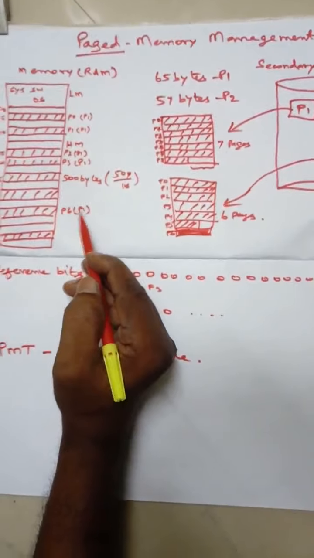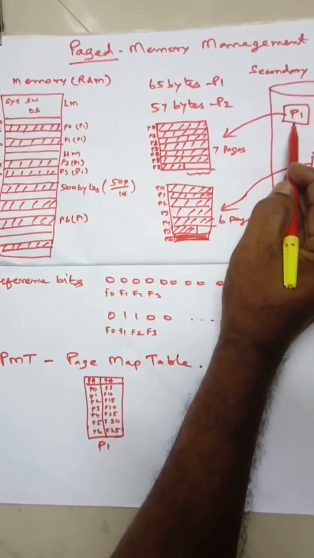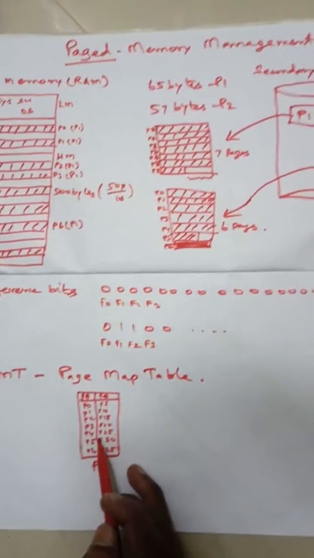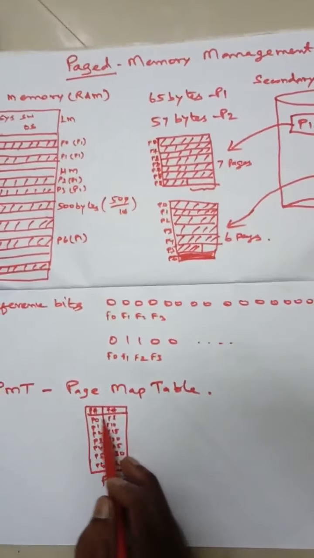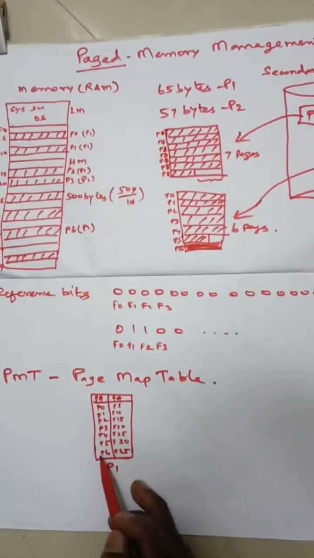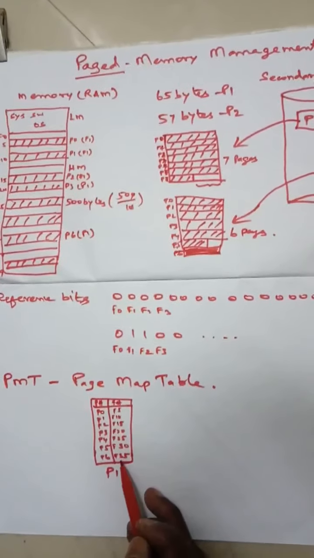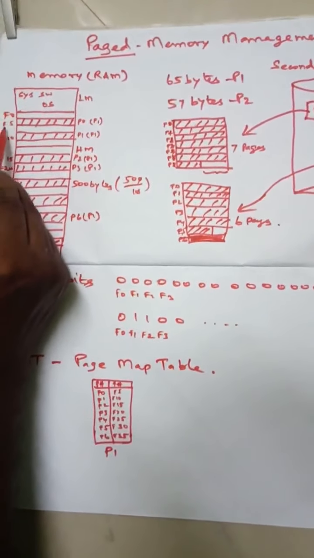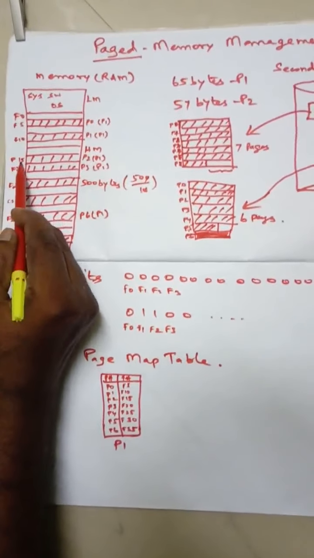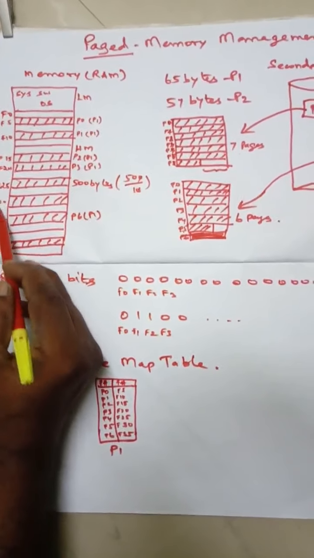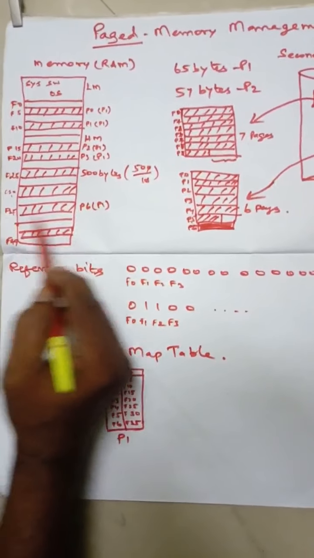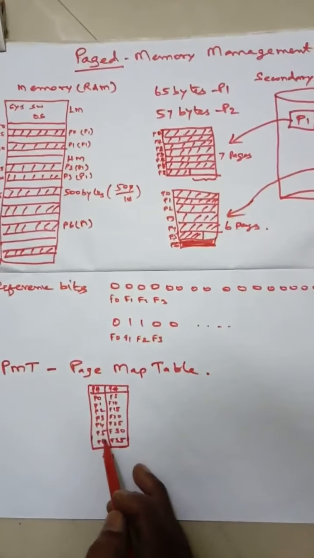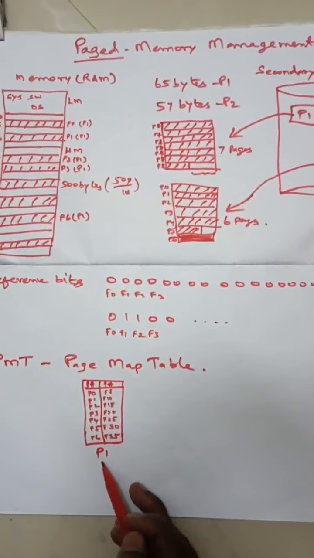Here program 1 is a 7 page program. So this is a page map table. So page 0 is available in frame 5. Likewise, page 6 is available in frame 35. Frame 5, frame 10, frame 15, frame 20, frame 25, frame 30, frame 35 are all occupied by various pages of program 1. So a page map table is created for program 1.